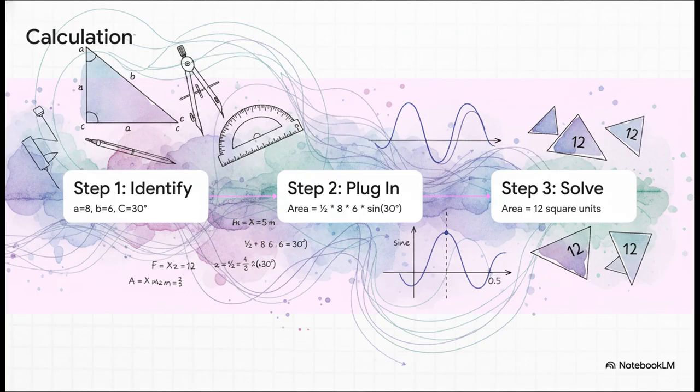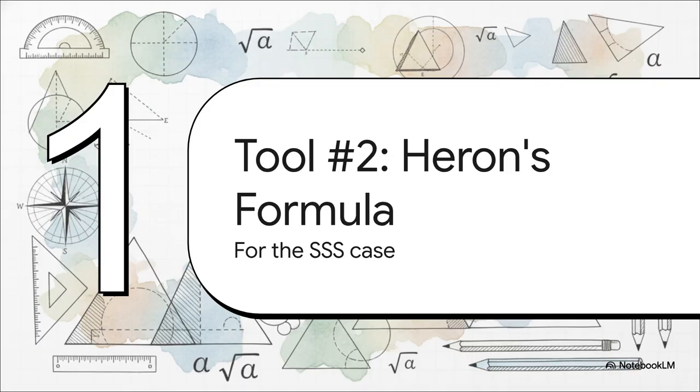Perfect. Step 2, we just plug those numbers right into the formula. So area equals 1/2 times 8 times 6 times the sine of 30. Now, if you remember your unit circle, the sine of 30 degrees is just 0.5. That makes our math really easy. It's just 24 times 0.5, giving us a final area of 12 square units. See? Not so bad. All right, tool number 1 is in the bag.